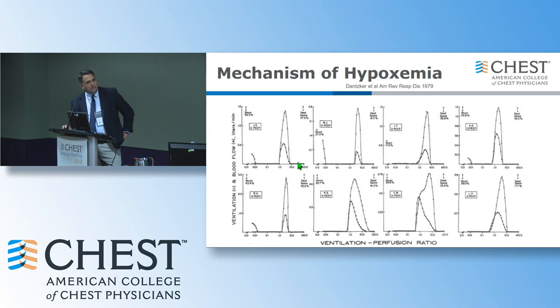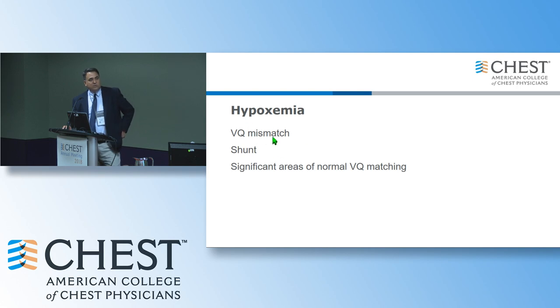Also, what's interesting, let me find a good example in a patient here. Here's a good example. Some of the patients, or nearly all the patients, have some blood flow and ventilation to VQ units, lung units, that have a normal VQ ratio. So it's really a potpourri of what's going on in the lung, where you have VQ mismatching, there's clearly some shunt, and there's a significant area of normal VQ matching.